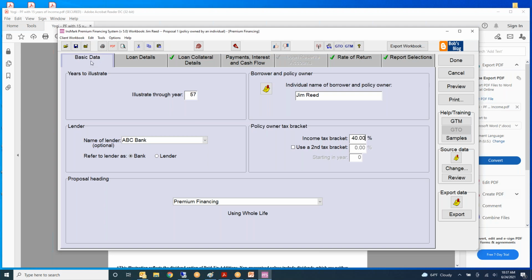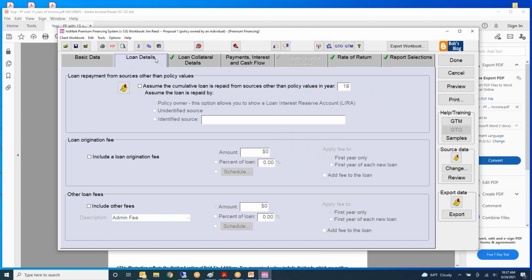So basic data is done. Next, we come to loan details. And the question number 1 is right here, okay? Loan repayment from sources other than policy values.